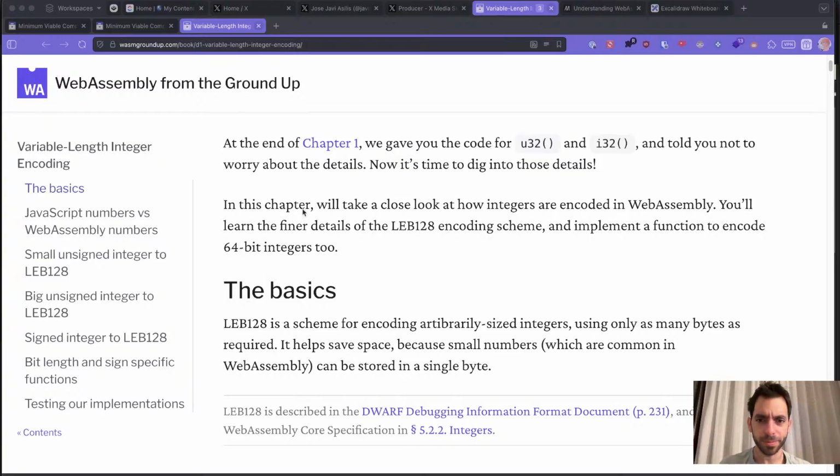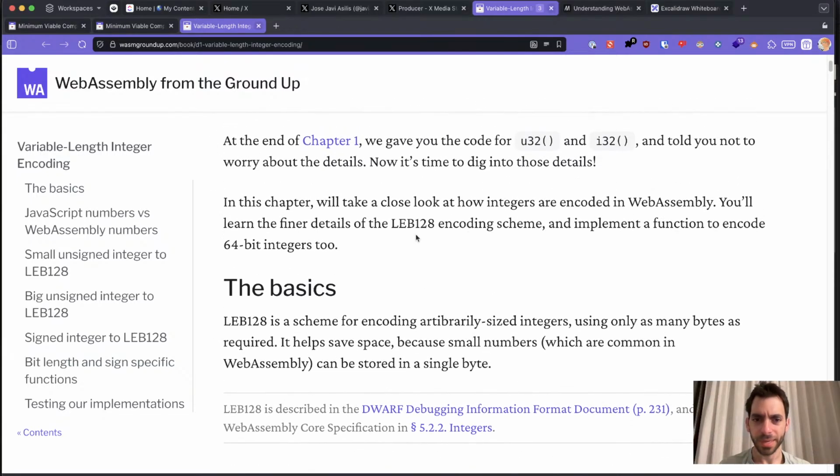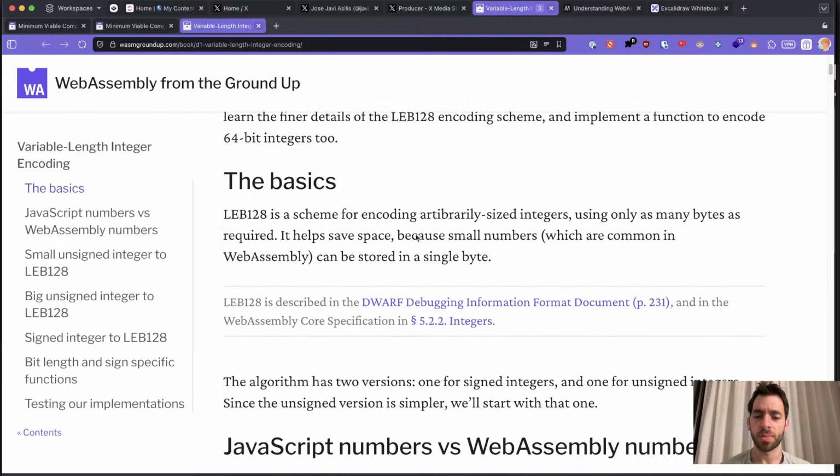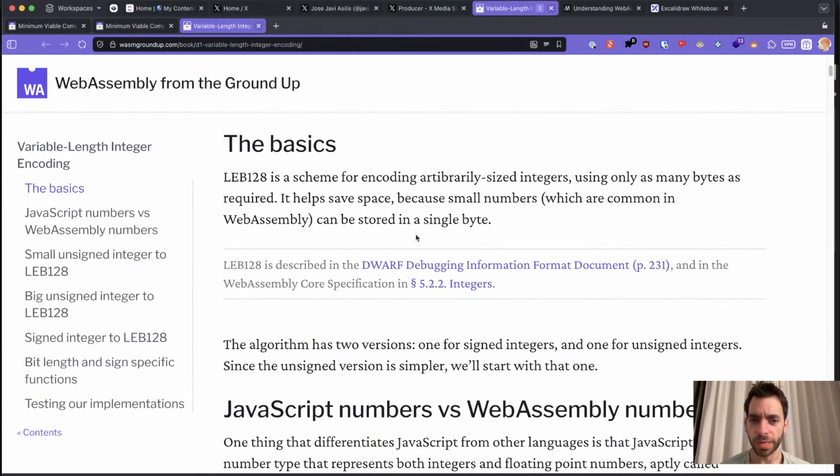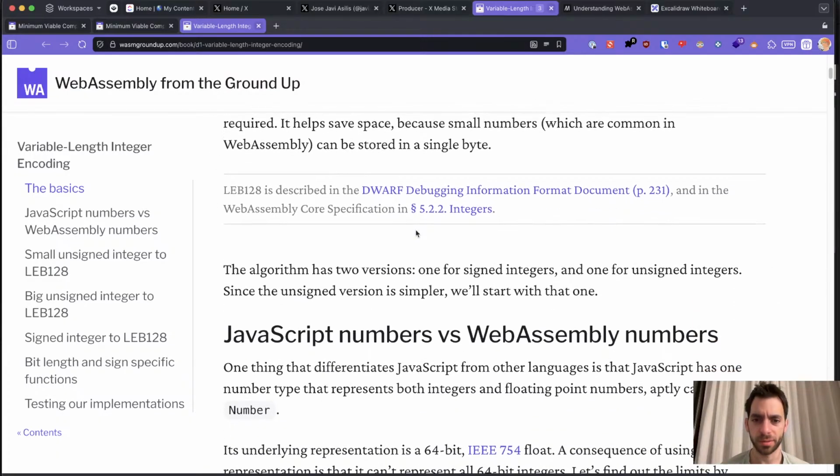In this chapter, we'll take a close look at how integers are encoded in WebAssembly. You'll learn the finer details of the LEB128 encoding scheme and implement a function to encode 64-bit integers too. The basics: LEB128 is a scheme for encoding arbitrarily sized integers, using only as many bytes as required. It helps save space because small numbers, which are common in WebAssembly, can be stored in a single byte.